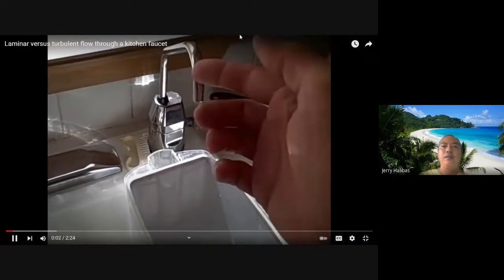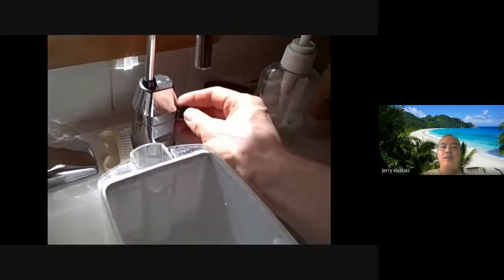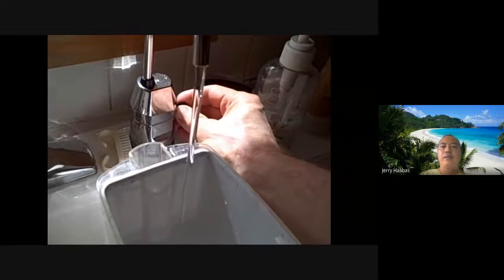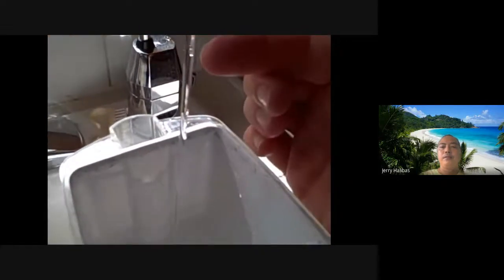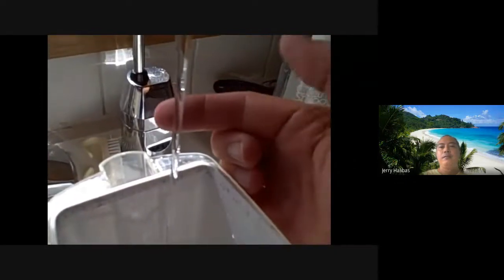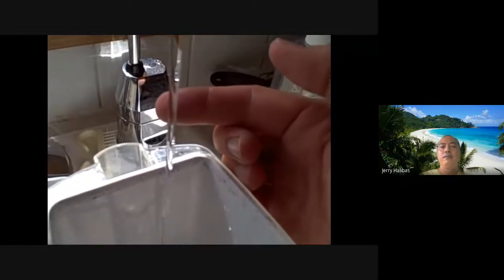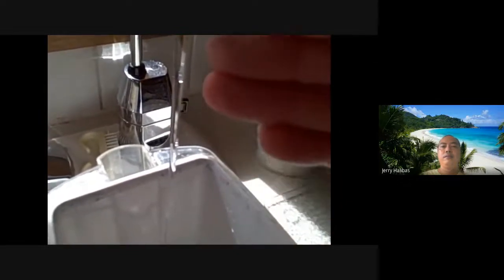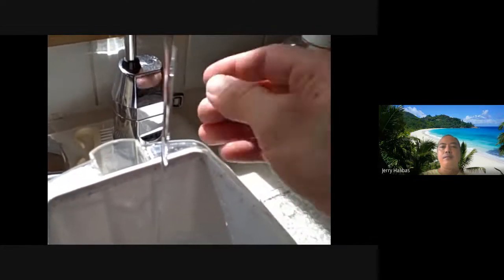Sink faucet to demonstrate the difference between turbulent flow and laminar flow. First, laminar flow. I'll turn the faucet on. If you notice the stream of water coming out, it's a very clear stream. In fact, if I put my finger behind the stream of water, you can clearly see the image of my finger through the water. This is laminar flow, where the water molecules are basically traveling in parallel with each other and not in a turbulent or mixing fashion.